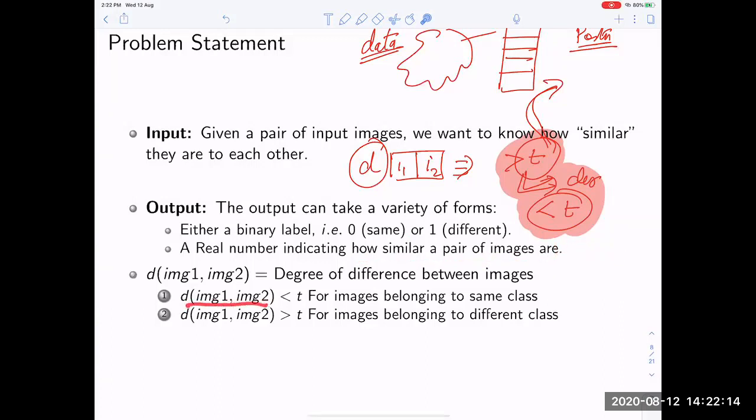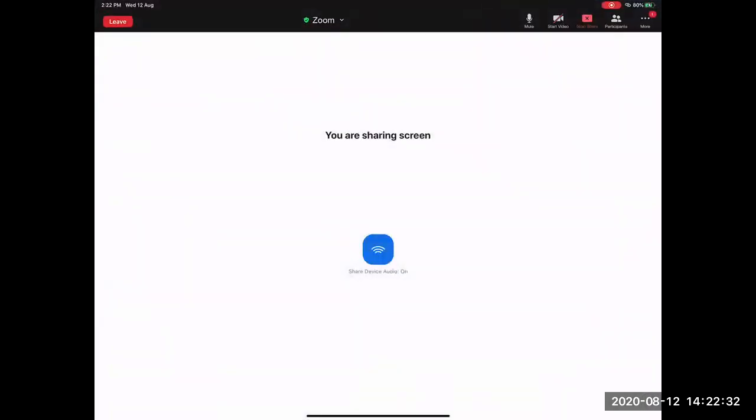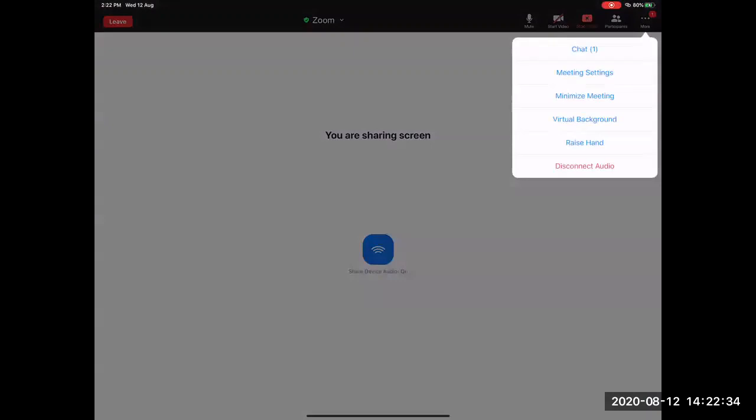And if it is actually a distance d that you are going to learn, its value being more than t or less than t is going to tell you whether they belong to the same class or a different class. You all can understand that training such a network is going to be very complex and difficult. Why? Let us ask someone why such a network is going to be difficult.